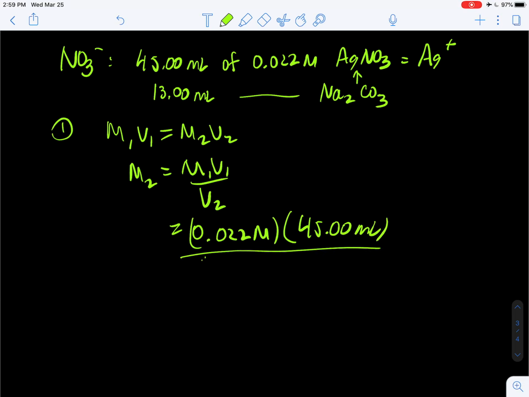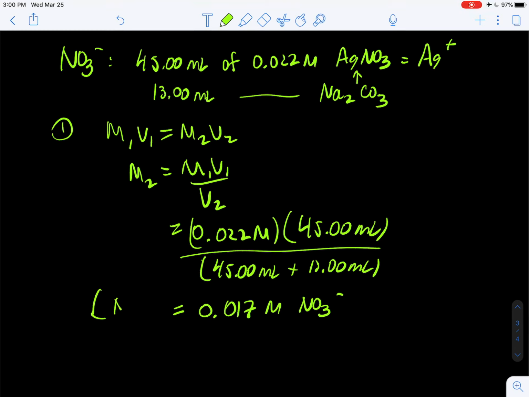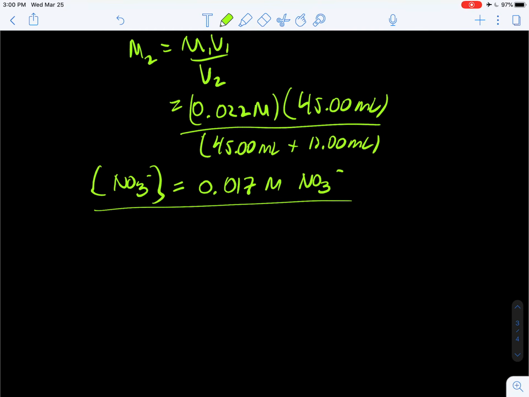And not too much to talk about here. So again, milliliters cancels, and let's get this on our calculator here. All right, and I'm getting 0.017 molarity, and that again is a nitrate ion, okay? Now these are the spectator ions. We can just calculate their concentration from the dilution formula because there's no chemical reaction.